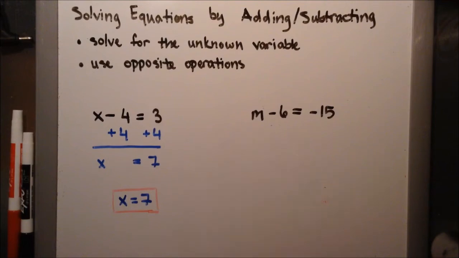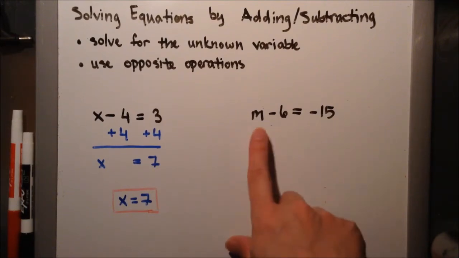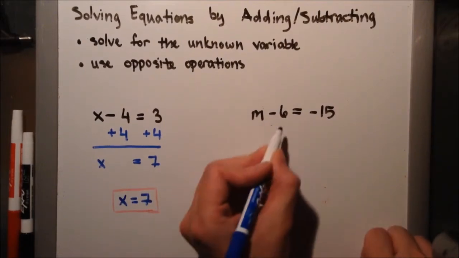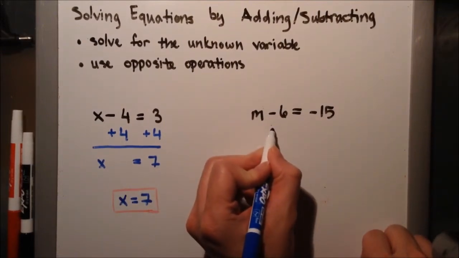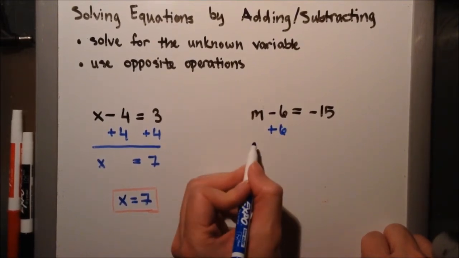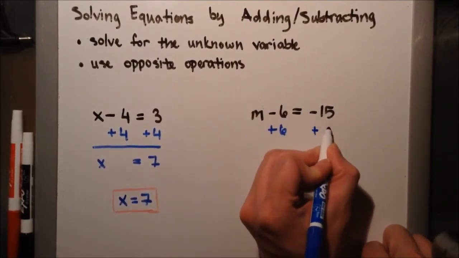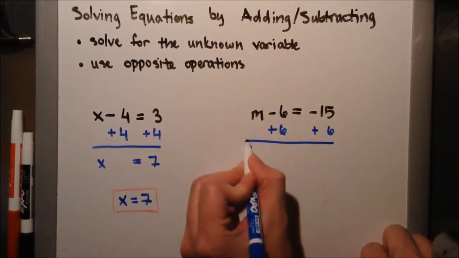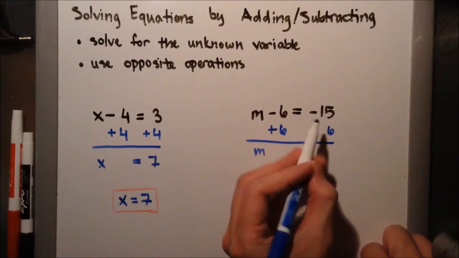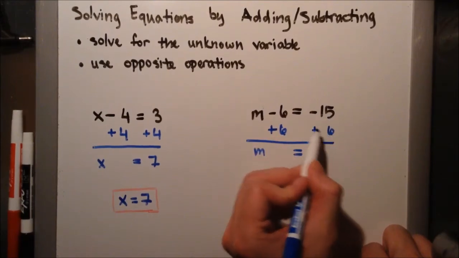Example 2, we have m minus 6 equals negative 15. So we have a minus 6 with the m. In order to cancel out the minus 6, I've got to do the opposite. So the opposite of minus 6 is plus 6. Since I did it on the left, I've got to do it on the right, plus 6. I bring down the m. So I'm going to do negative 15 plus 6.